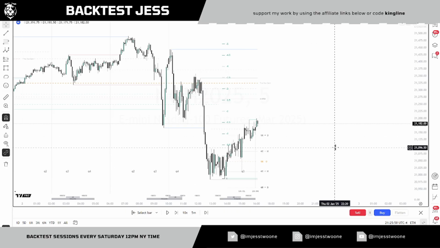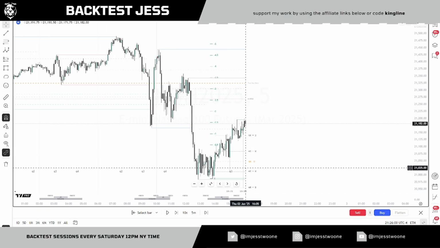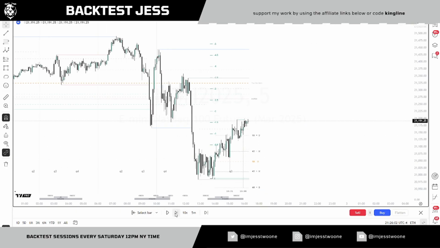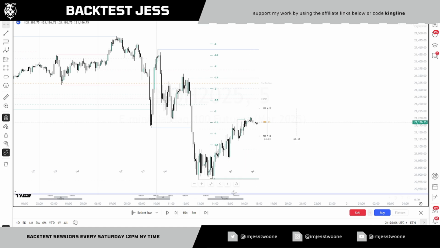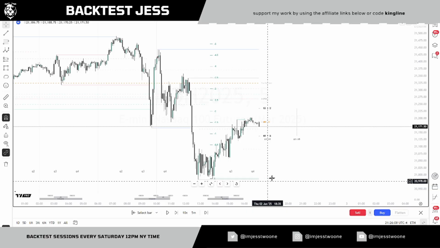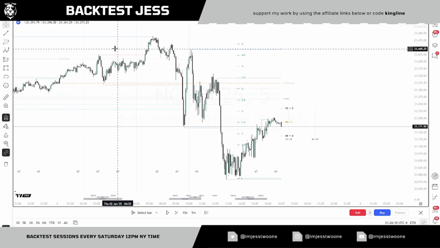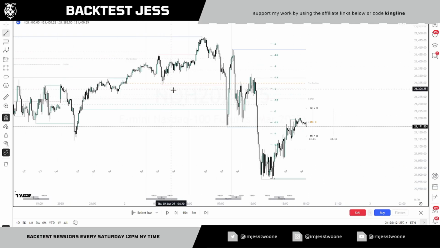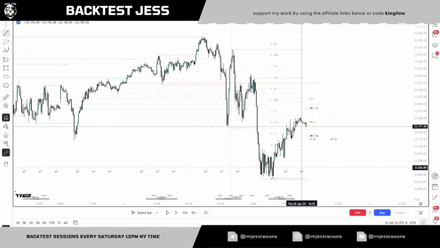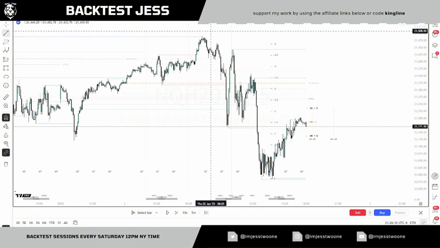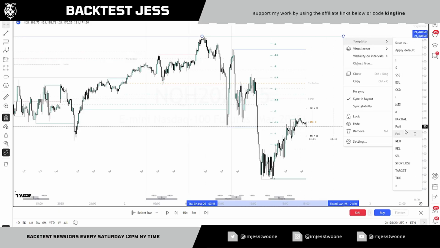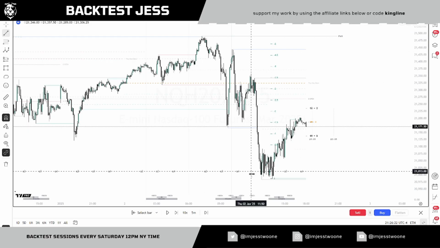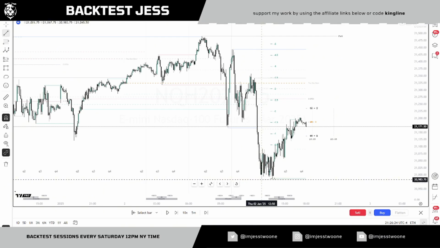Alright, so now we'll just play it to 1800 real quick. Alright, there's the open. And again, this is what our daily setup looks like. So we are marking out previous day high to previous day low.